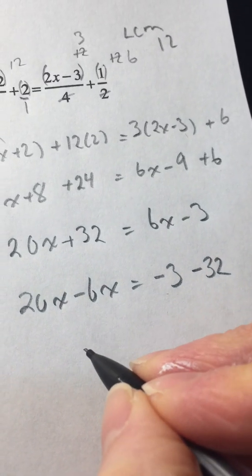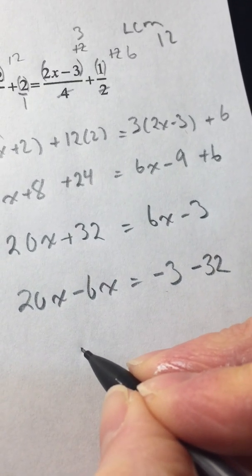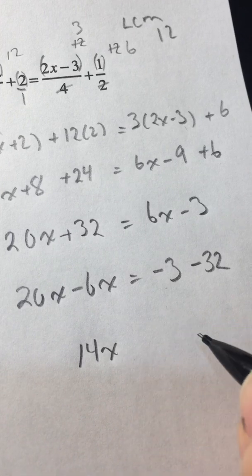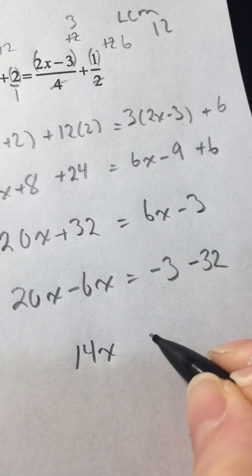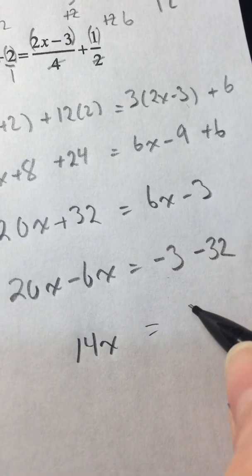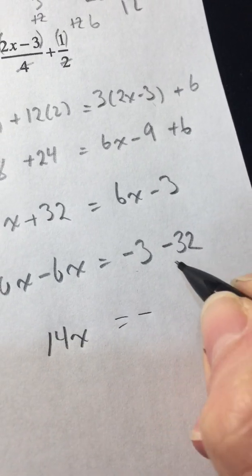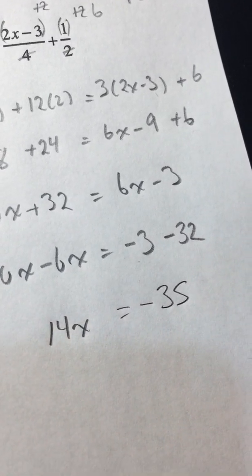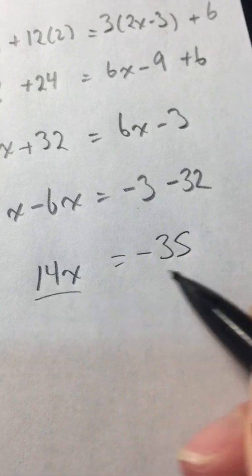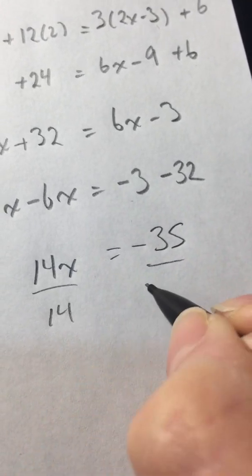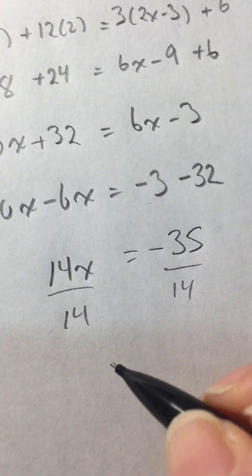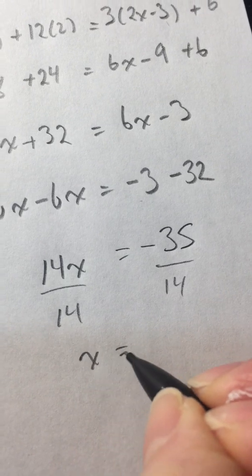Okay, and then that would leave me with 14x. And on this side, did I have that right? Yes, -35. And now, we've been here before, at the end where you're just dividing off the coefficient of x.